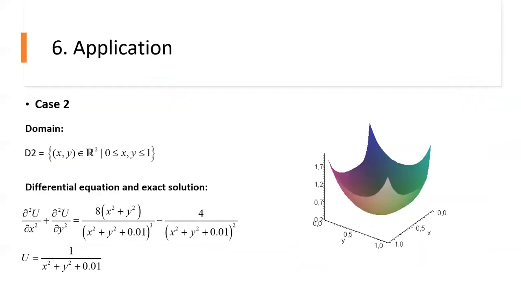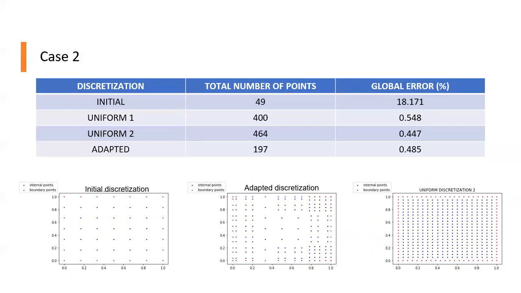For case 2, we consider a rectangular domain. The image on the right is just to show where the largest gradients are on the sides. A specific side has a higher gradient than the other sides. Approximately 42% of the number of points in the reference uniform distribution was used in the adapted discretization to obtain a similar precision to uniform 2.